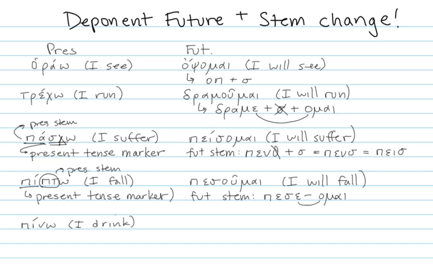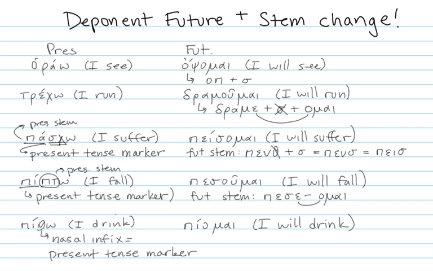Last example is pino, I drink. Future is piomai. There's another way besides the reduplication and the scho to mark present tense, and one of those is called the nasal infix. So the nu in pino is not part of the real present stem, it's just an extra addition to tell you that you're in present tense land. So the real present stem is just pi, and then we make the future tense stem by adding sigma, but then we've got the sigma after the iota before the omicron, which we've learned in most instances goes away, and then you get piomai. In this particular one, no contractions happen.